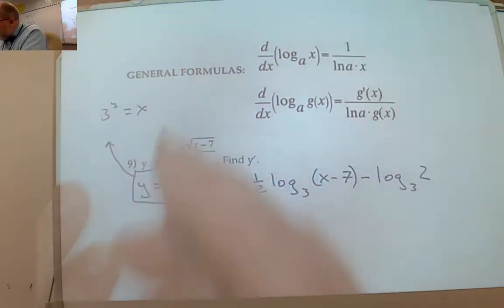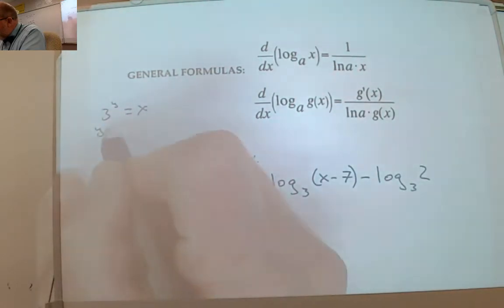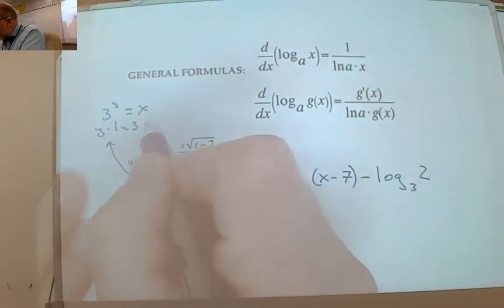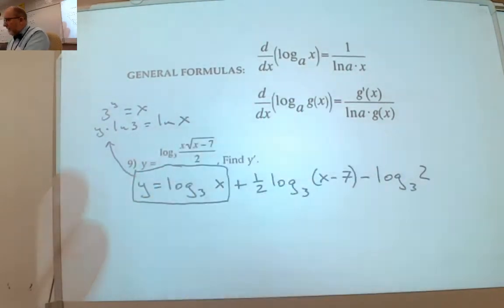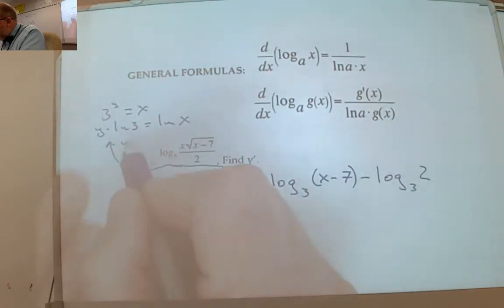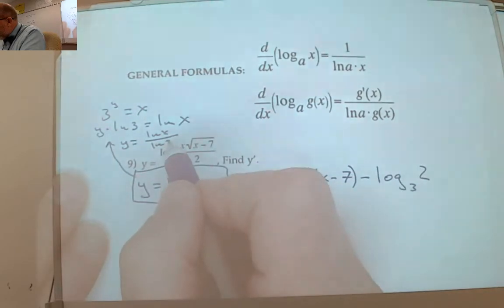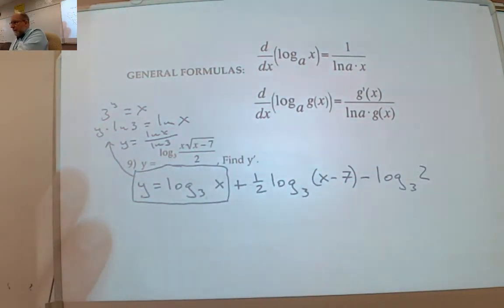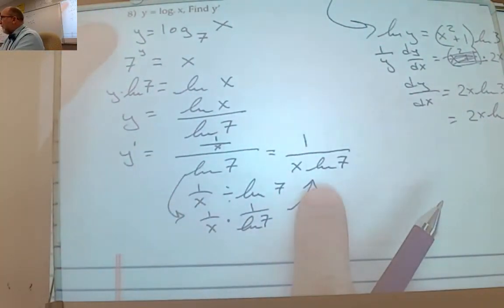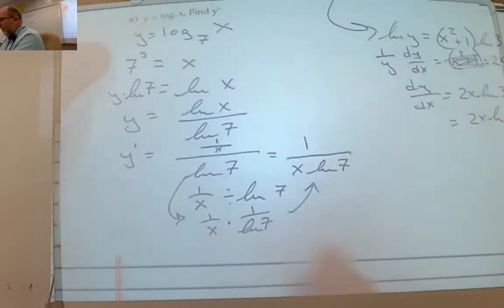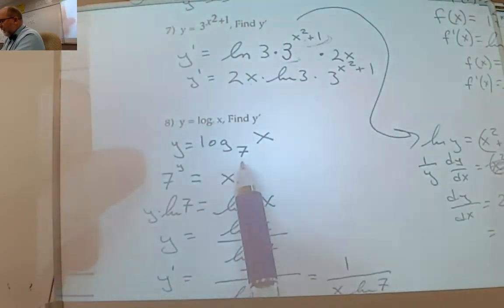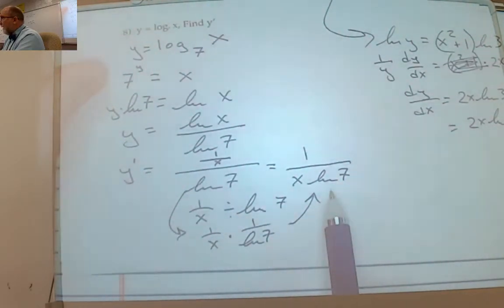All right. So then Logan took the natural log of both sides. Correct? And then he said get y by itself and divide by the natural log of 3. So the natural log of 3 is on the bottom, just like the natural log of 7 was on the bottom. So our base here was 7, and it becomes the natural log of 7 on the bottom.